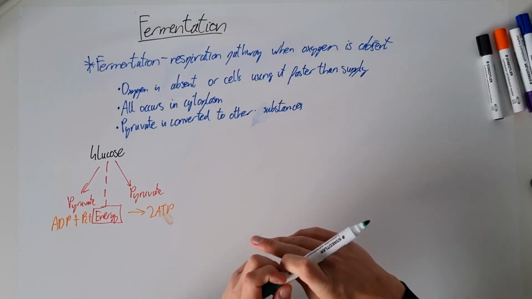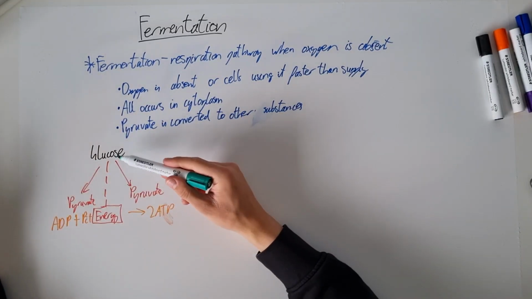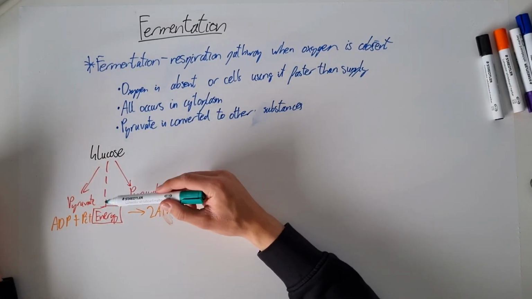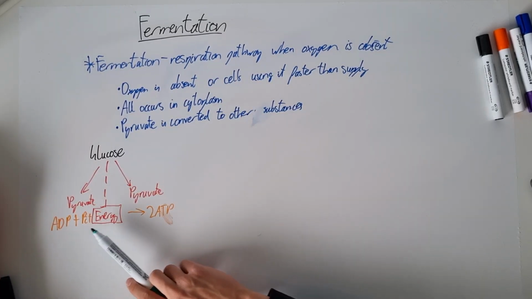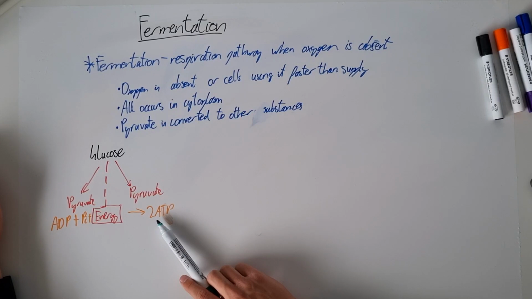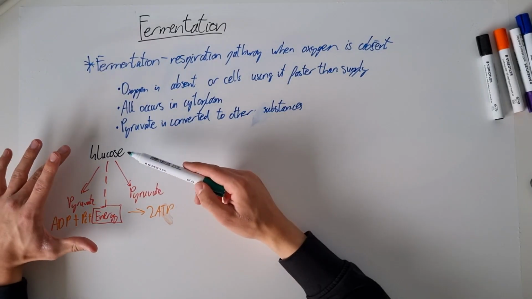So, as I just said, the first stage still occurs. Glucose is broken down into 2 pyruvate molecules. This breakdown releases energy that is then used to form 2 molecules of ATP per glucose molecule.